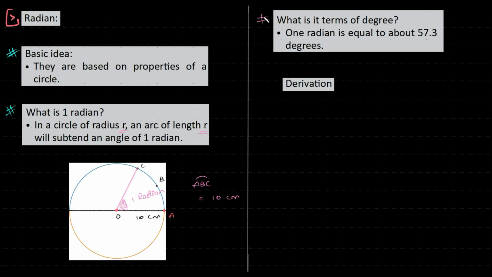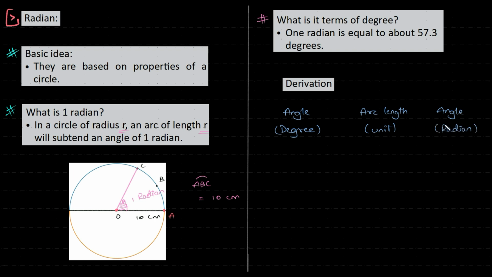Now, how much is a radian in terms of a degree? It's approximately 57.3 degrees. Let me derive this idea for you. Let me take the angle in terms of degrees, the respective arc length in terms of whatever the unit is, centimeter or meter, and again the angle in terms of radians.